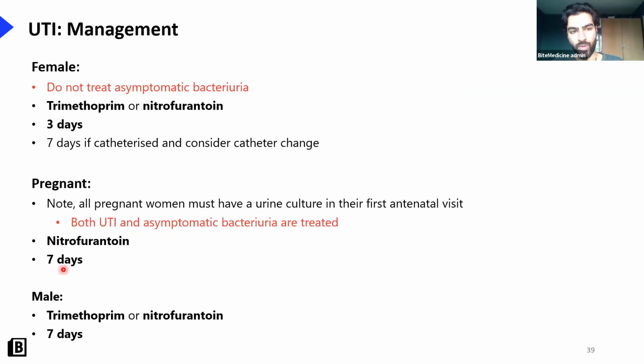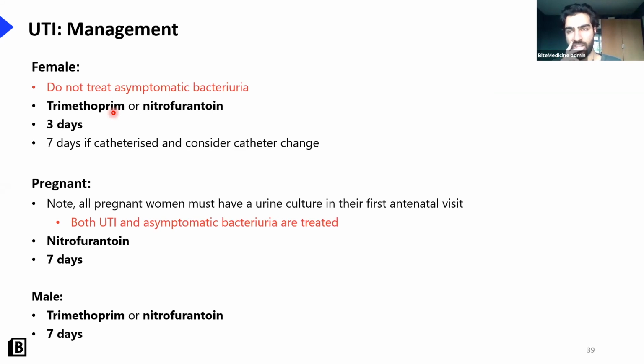We treat pregnant women for a bit longer, 7 days, and we use nitrofurantoin. Why can we not use trimethoprim in a pregnant female? So good. Why is it teratogenic though?